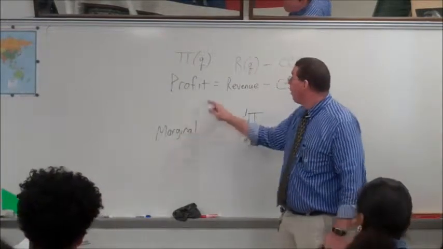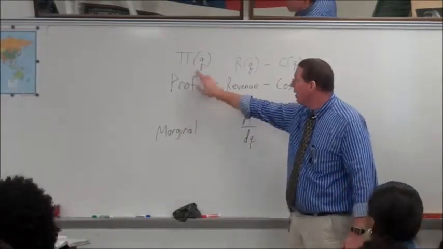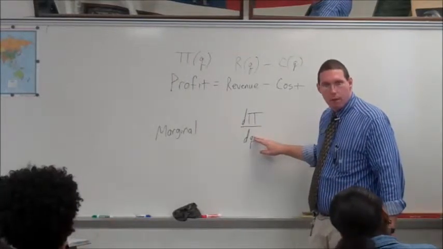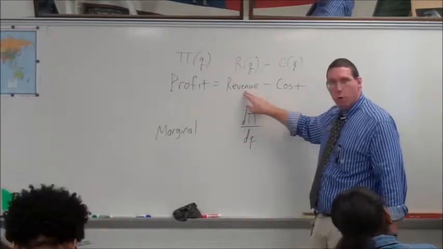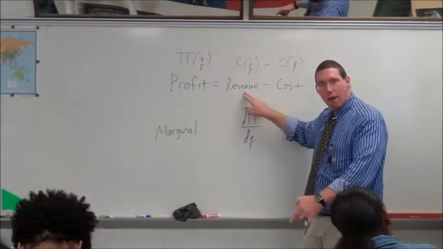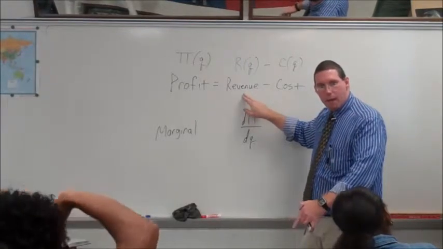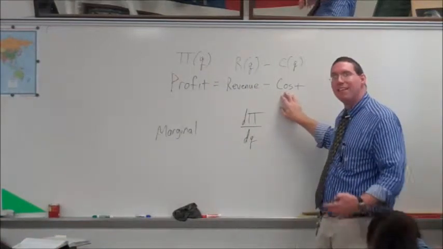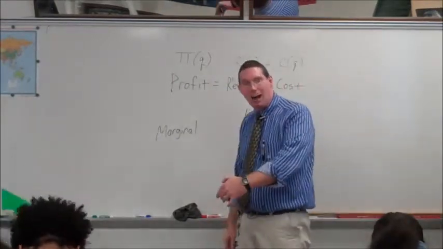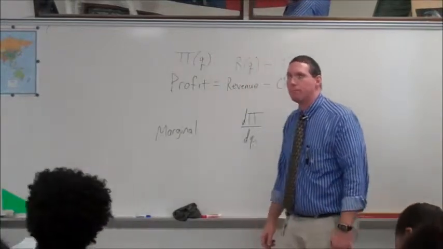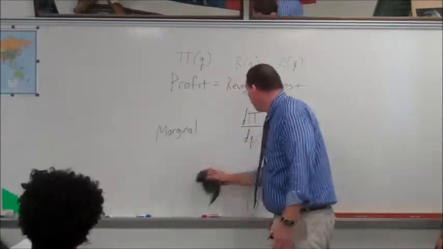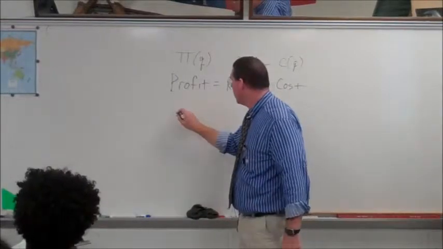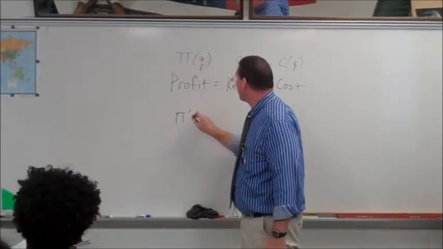So the marginal profit is the little bit of extra profit we would get from making and selling one more. The marginal revenue would be the little bit of extra revenue we get by making and selling one more. And the marginal cost would be the additional cost we have to pay out for making and selling one more. So marginal profit is profit prime.